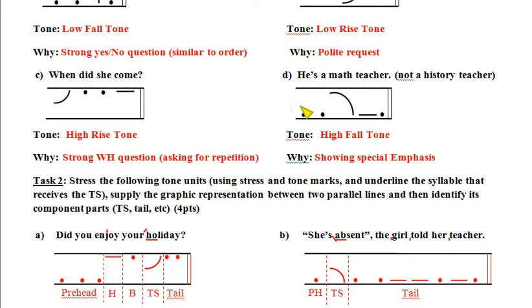We move to the last statement, which is D. He is a math teacher, not a history teacher. So we notice the curved line. It goes from a high level to a very low level. So this tone is called high fall tone. And the high fall tone is used in statements where we show special emphasis.